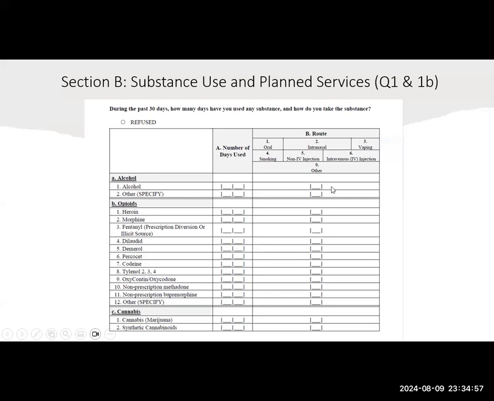And then you'd ask them, how do you take the substance? And you'd read the options. This would be in Section B for the route. 1 is oral, 2 is intranasal, 3 is vaping, 4 is smoking, 5 is non-intravenous or IV injection, 6 is intravenous or IV injection, etc. So if the response to section A, the number of days used is 0, you'd skip this whole section, the route entirely.